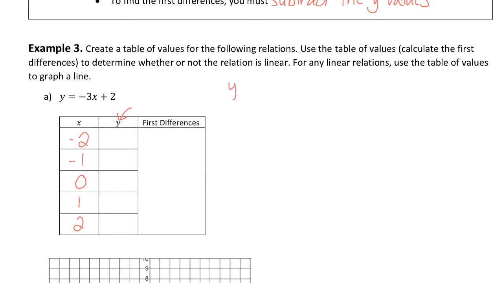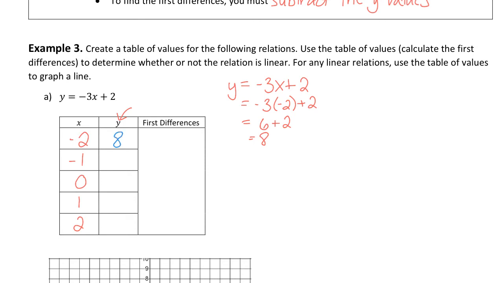So our equation is y equals -3x plus 2. Our first x value is -2. So instead of writing the x, I'm writing -2. So here I have -3 times -2, which is 6, plus 2, which is 8. So my y value for -2 is 8.